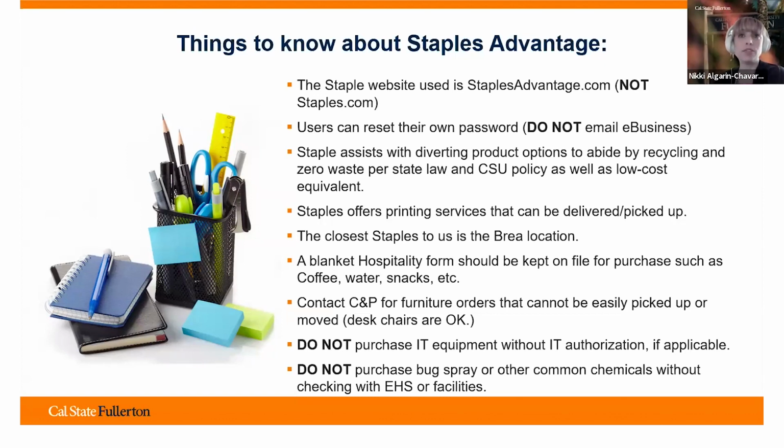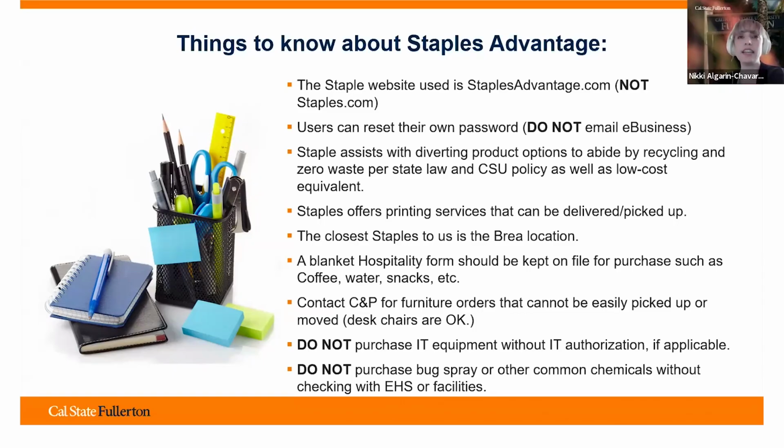Blanket hospitality forms for items such as coffee, water, snacks, the things that you might purchase through Staples that have a hospitality aspect, should be kept on file. And then contracts and procurement should be contacted if you're looking to place furniture orders that cannot easily be picked up or moved. A desk chair is okay to purchase through Staples. But let's say you're ordering a desk, you need to contact contracts and procurement first.